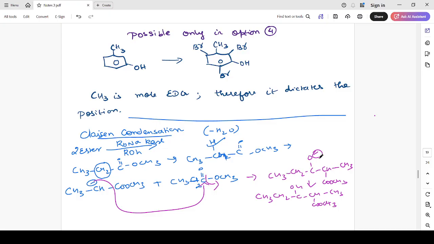Either it could have occurred like this, or the negative charge would have gone inside to form the ketone as well. This is Claisen condensation for us. So this is my ester part. To this ester, this is alpha, this is beta. So you can see it is forming beta keto esters.